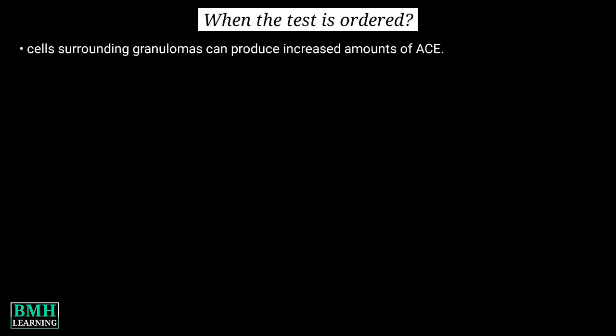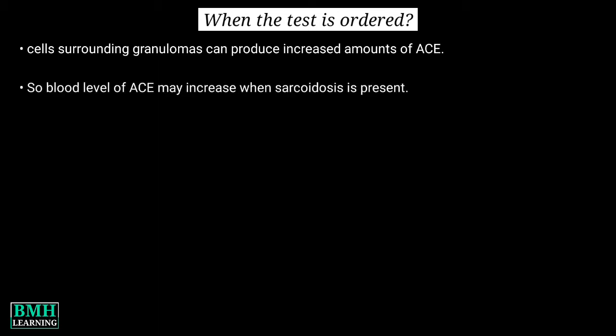The cells surrounding granulomas can produce increased amounts of ACE. This means the blood level of ACE may increase when sarcoidosis is present. This is why a doctor may use the ACE level test to help confirm a sarcoidosis diagnosis or to monitor treatment for sarcoidosis.